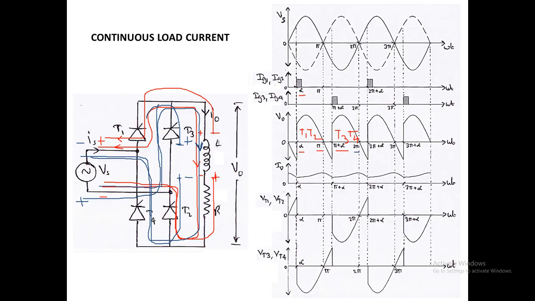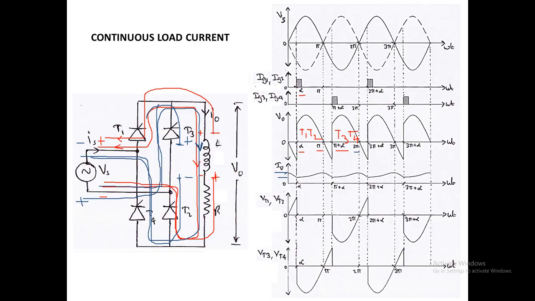So here we can see the output current I0. From alpha to pi, the energy will be increased. That is, the inductance will store the energy, and pi to pi plus alpha, the inductance will dissipate the energy, and again pi plus alpha to 2 pi, during the conduction of T3 and T4, the inductance will again store the energy, and again 2 pi to 2 pi plus alpha will be the energy dissipation period.